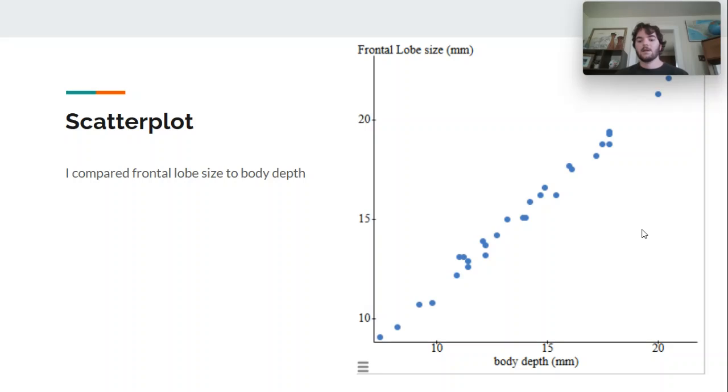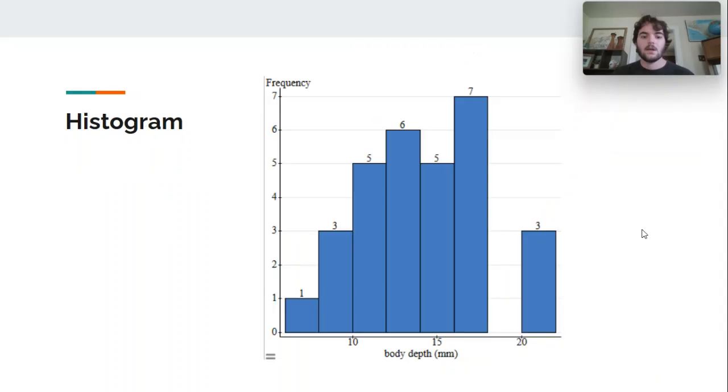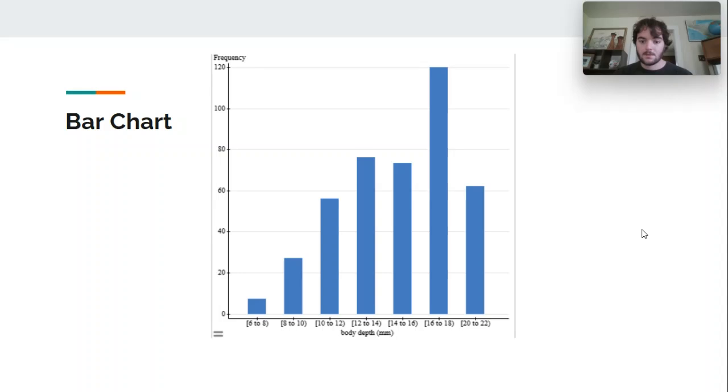Here's my scatter plot. I used the body depth and the frontal lobe just to compare and contrast. Here's my histogram. As you can see, this one's the highest at 7, and that was the 16 to 18 range. Similarly, the 16 to 18 in this bar chart is the highest too.